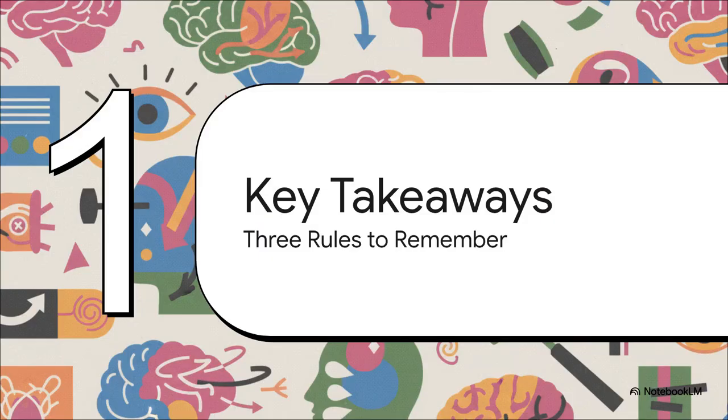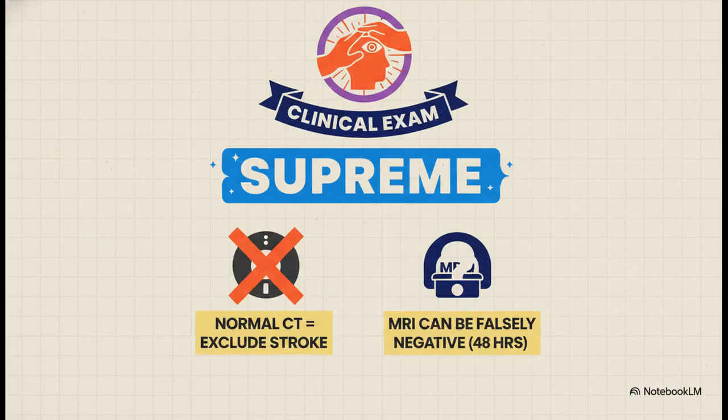Okay, we've covered a ton of ground here, so let's boil this whole thing down to three essential, practice-changing rules that really summarize this entire explainer. Rule number one, trust your exam over an early scan. A normal CT scan does not rule out a stroke. It just tells you there's no bleed. That's it. And even though MRI is the best we've got, it can be falsely negative in those first couple of days. Your clinical assessment is your most sensitive tool in that acute window.